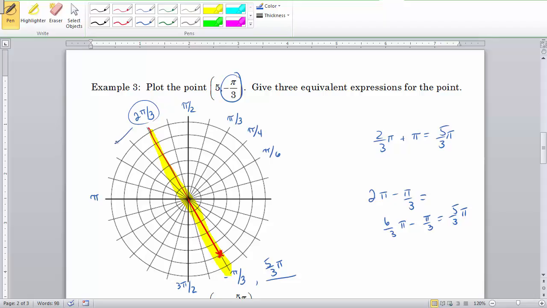Okay, so now I need a negative angle here. So if I were to rotate in that direction, what would that angle be? Well, again, you can subtract it from 2 pi. So we would have, let's see, that's 6/3 minus 2/3. So that's going to be negative 4/3 pi. Okay, so now we have all of our angles.